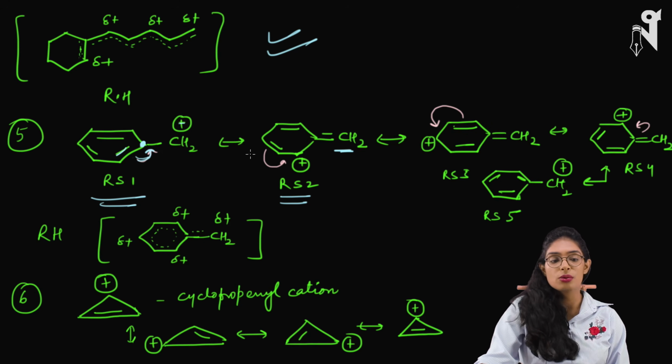Earlier was resonating structure 1. Then this pi bond will break in such a way that this carbon will get a negative charge, and there is a new pi bond formation between this negative carbon and this positive carbon, and the plus charge will shift to this position. So this is exactly what I have done.